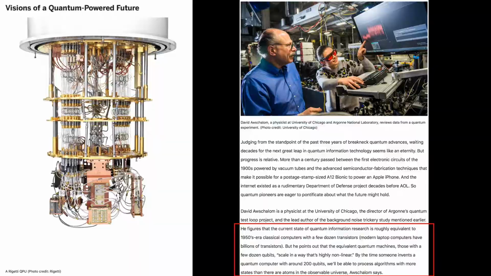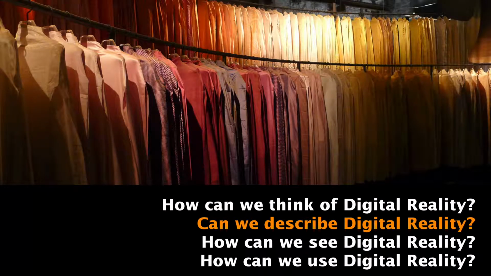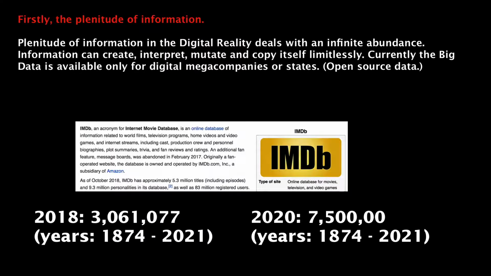Okay, so we could ask, how can we describe digital reality? And from the viewpoint of empirical research, I have found 6 different possibilities to describe what has happened in this process of changing the paradigm. Firstly, it's the plenitude of information. Plenitude of information in the digital realities deals with an infinite abundance. Information can create, interpret, mutate, and copy itself limitlessly. And down here are numbers from 2018, where it was believed that mankind between 1874 and 2021 can produce 3 million moving images, whereas in 2020 we already know that there are at least 7.5 million moving images. So it just grows infinitely.